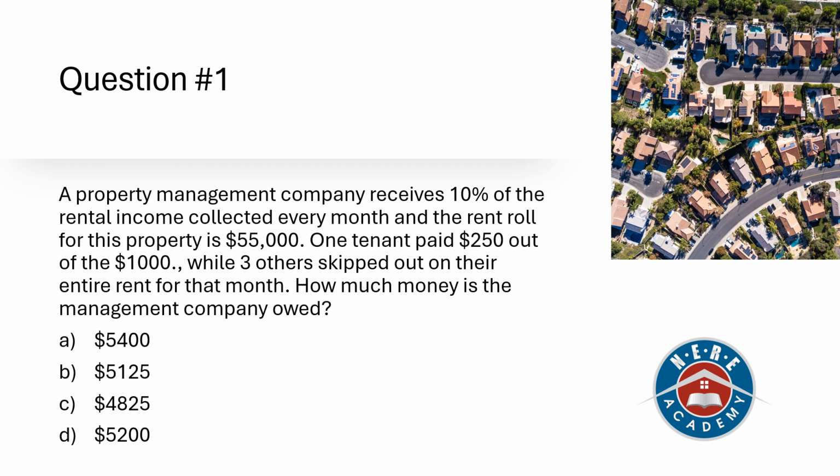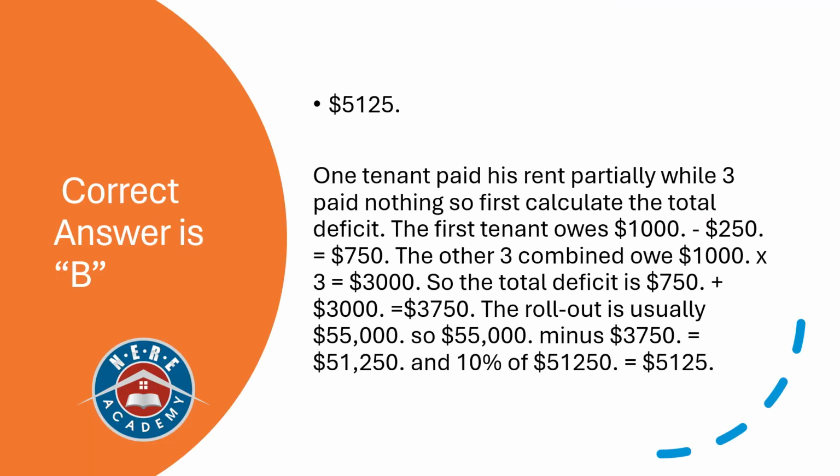A property management company receives 10% of the rental income collected every month, and the rent roll for this property is $55,000. One tenant paid $250 out of their $1,000 due, while 3 others completely skipped out on their rent for that month. How much money is the management company owed? You have 4 choices here. Pause the video while you come up with your answer. The correct answer is B, $51.25. So how did we come up with that?